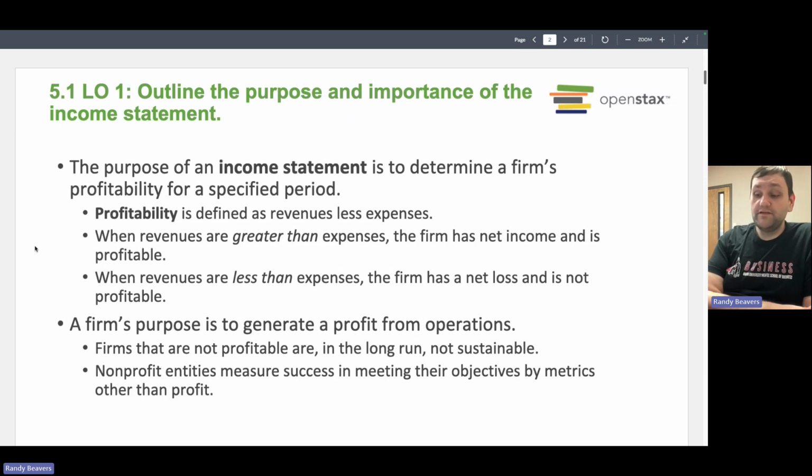In instances when revenues are greater than the expenses, a firm has net income and is profitable. And when the expenses are greater than the revenues, the firm has a net loss and is unprofitable.